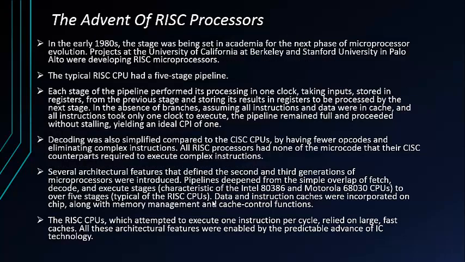The next phase of microprocessor evolution was brought about by the introduction of RISC machines. The typical RISC CPU had a 5-stage pipeline wherein all the instructions and data were in cache, and all instructions took only one clock to execute. The pipeline remained full and proceeded without stalling. Decoding was also simplified compared to CISC CPUs by having fewer opcodes and eliminating complex instructions.